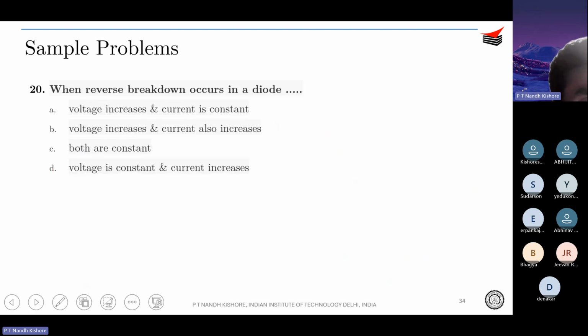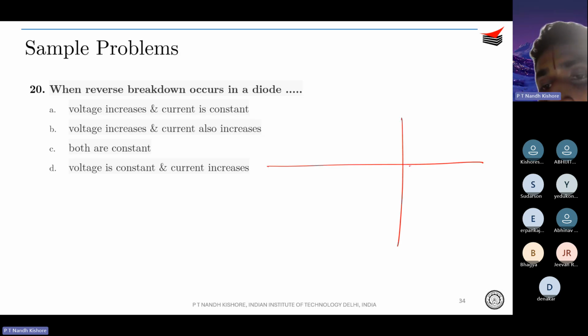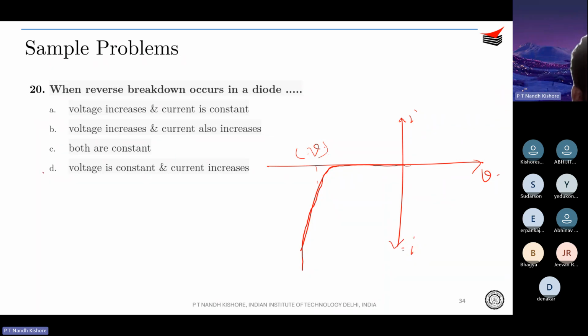Okay. So when reverse breakdown occurs in a diode, what happens? Voltage increases and current is constant? Voltage increases, current also increases? Both are constant? Voltage is constant and current increases? So when reverse breakdown occurs, this is what happens. So this is V, this is I. This is almost a straight line. This will be a particular value of reverse voltage, and the current just goes on increasing in the reverse direction. So your voltage remains constant and current increases drastically during a reverse breakdown.